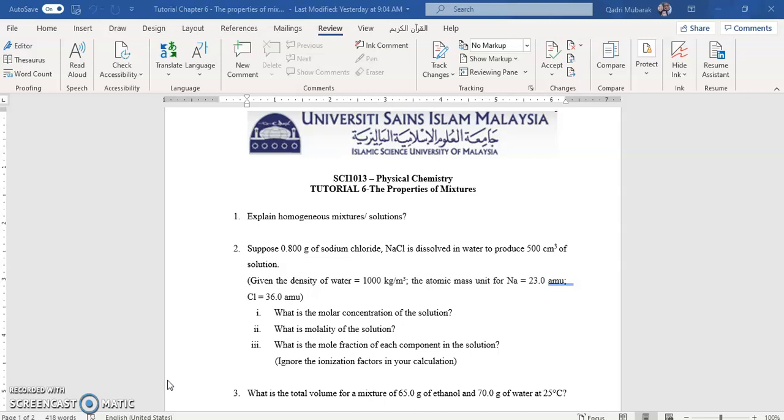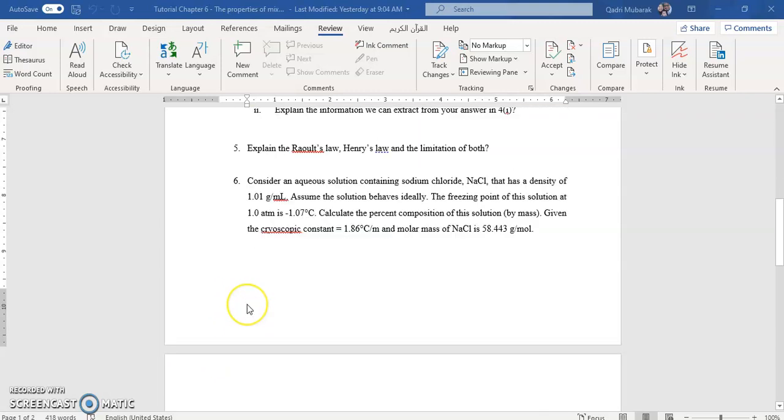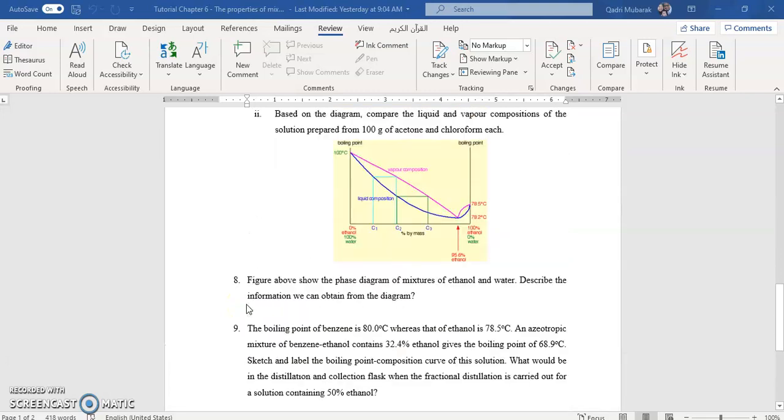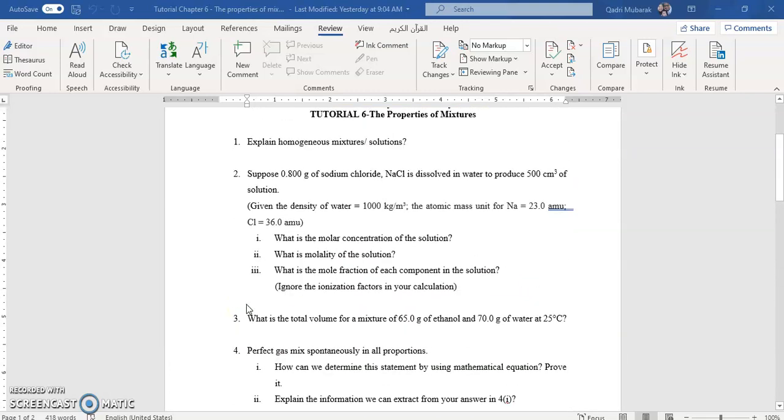So for this lecture, I would like to discuss our tutorial, tutorial 6, which we already finished before for this chapter, and I already provided you with 11 questions. So we will try to discuss all of these questions for this session. I hope that all of you can pay attention to this tutorial, and we will try to understand the topic better with the tutorial given.